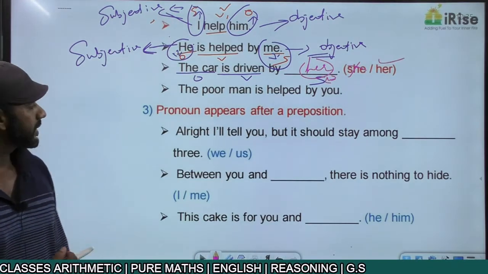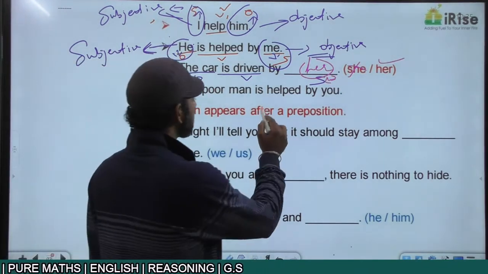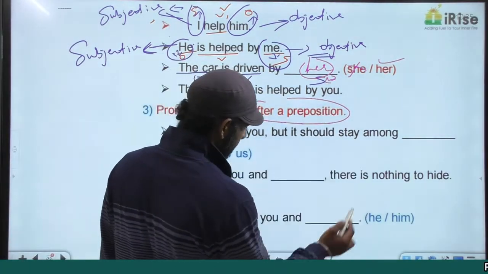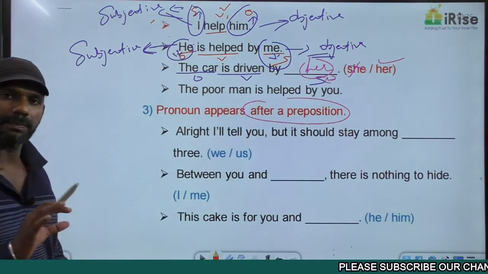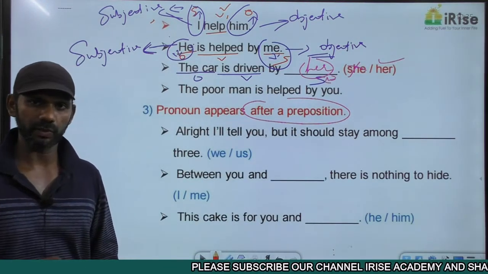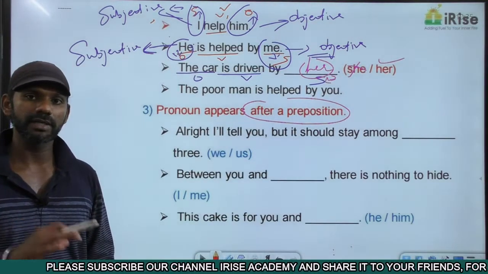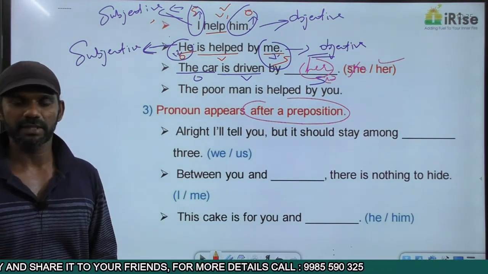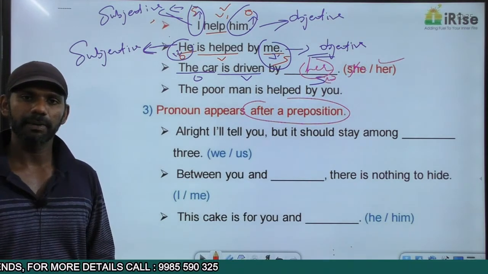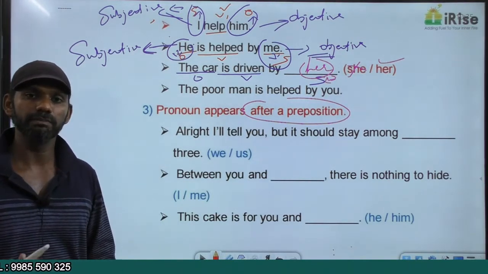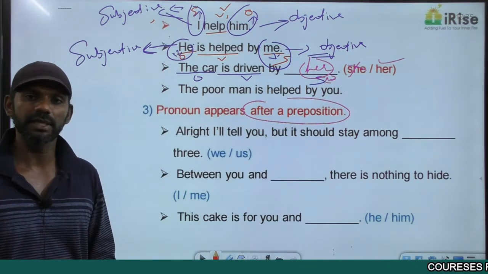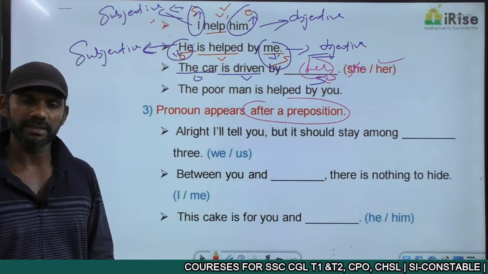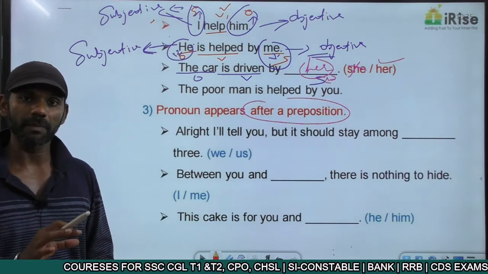The third rule is when the pronoun appears after a preposition. We'll go for prepositions in detail later. You know what a preposition is. Pre means before, position you know. So any word that comes before a noun and tells us about the position of the noun is called a preposition. Like in, on, at, by, for, from, to, between, among, before, after. All these are prepositions. So when a pronoun comes after a preposition, that particular pronoun must be in the objective form.